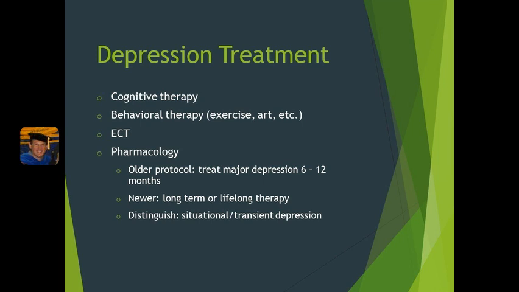Then we have pharmacology. And in the old days, you would treat major depression for 6 to 12 months, and then you would wean the patient and taper them off. Nowadays, however, it seems like the patients are on the drugs long-term, forever. We don't really have any studies that show what happens when you take a patient and leave them on the drug for 10 years. We're kind of in new territory there. We'll talk a little bit about that when we talk about some of the individual drugs.